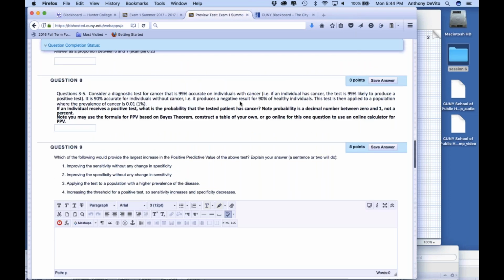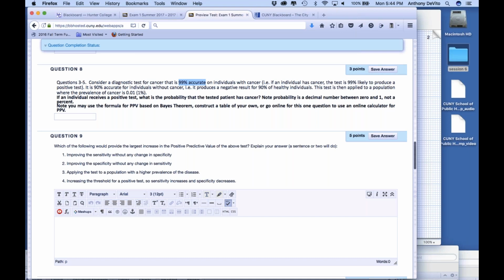Basically, in this case, we have a diagnostic test that's 99% accurate. The sensitivity is 99% on individuals with cancer. The specificity is 90%, 90% accurate for people without cancer, meaning they would test negative 90% of the time. The test is applied to a population with a very low prevalence of cancer, 1%, let's say. That's not very low, but it's low. If an individual receives a positive test, what's the probability the patient has cancer? In other words, the positive predictive value.